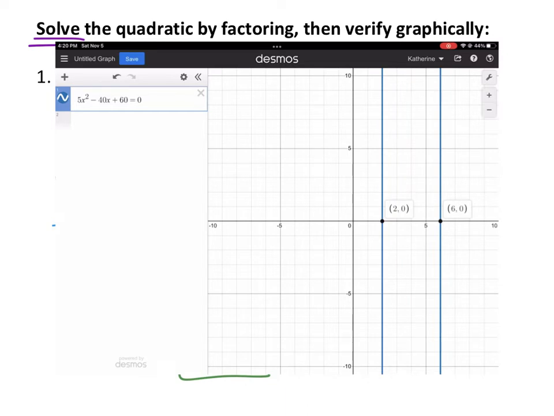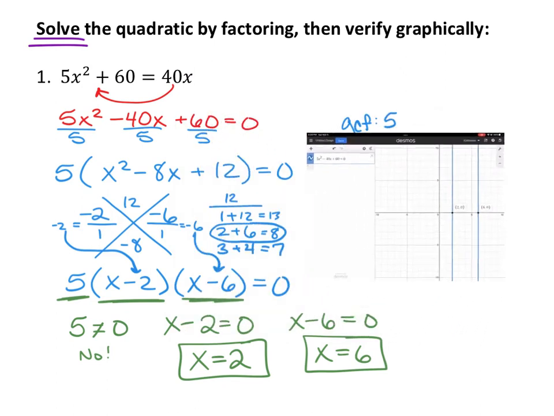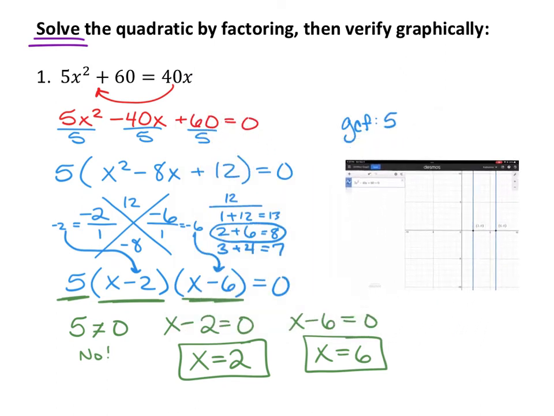But if we type in the part that is all the way solved for 0, we will verify our solutions being 2 and 6. So you should do that, again, every single time you solve one of these. You should be able to verify graphically that we got that right.